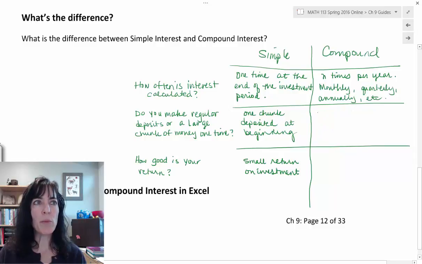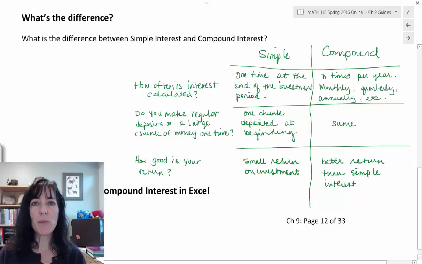And then, do you make regular deposits or a large chunk of money at one time? For compound interest, it's the same as simple interest. There's one chunk deposited at the beginning. And this has a better return on the investment than simple because of the number of times that you compound and the fact that you put the interest back in. So better return than simple interest.